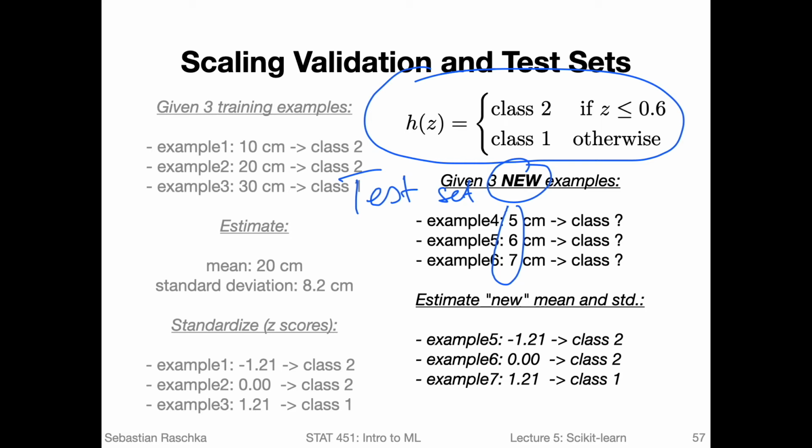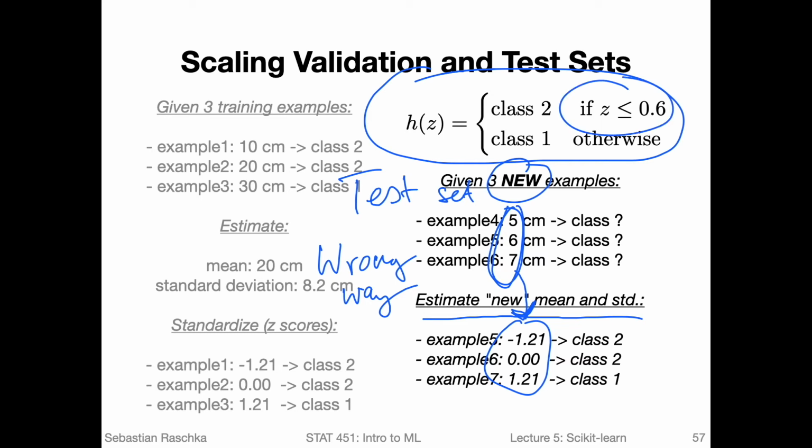However, we do the wrong way first, and the wrong way is using the mean from this new data set and the standard deviation from this new data set. So we estimate the new mean and standard deviation, and what happens is if we do that for these 3 cases, we will get again the values minus 1.21, 0, and 1.21. And then if we use our classification rule, we would get exactly the same as for our training set before.